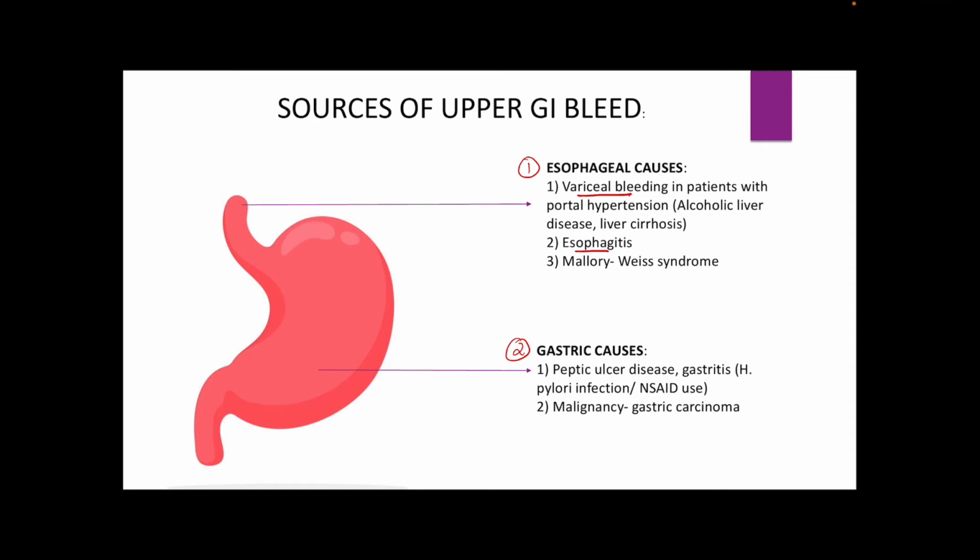Then esophagitis. For example, pill esophagitis is what happens while taking medications like iron or KCl. And you can also have infectious esophagitis. All this can lead to upper GI bleed. And Mallory-Weiss syndrome. So these are esophageal causes. Gastric causes include peptic ulcer disease and gastritis, which could be H. pylori induced or because of NSAID use, or it could be because of a malignancy like gastric carcinoma.